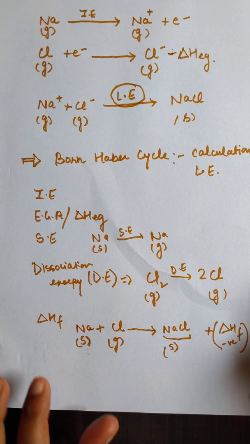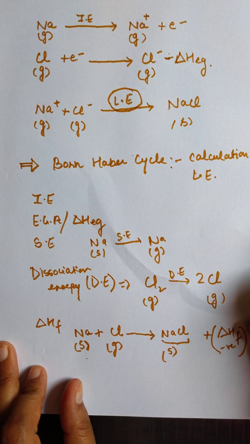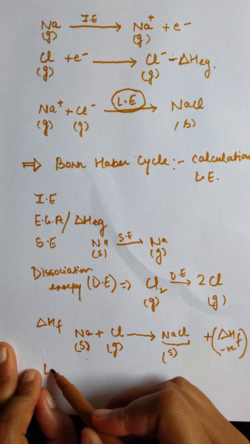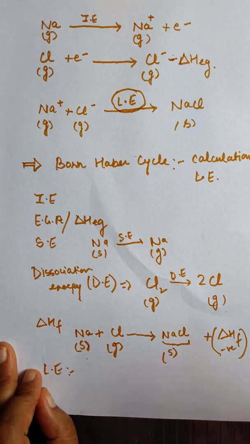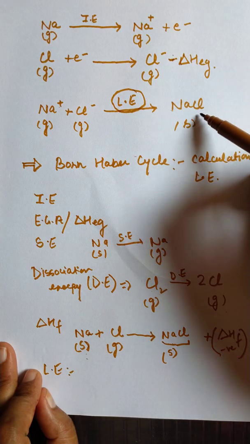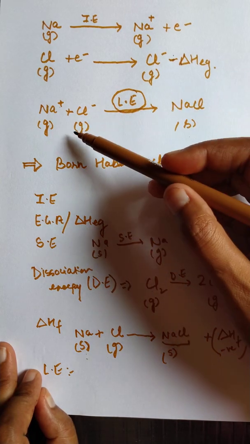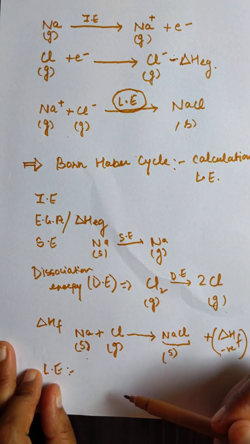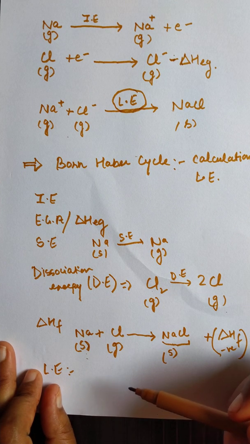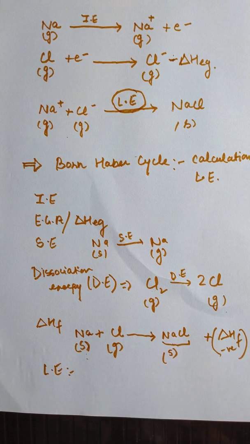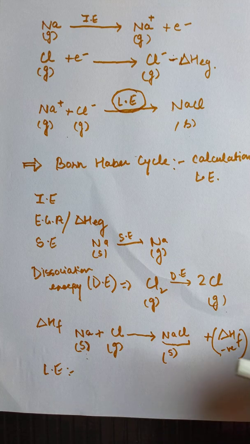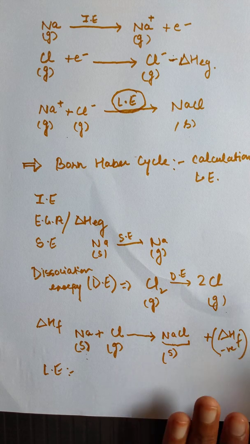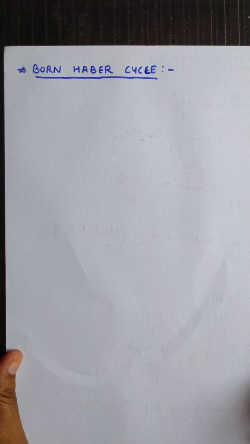Now let's discuss the Born-Haber cycle and lattice energy. I told you that lattice energy is the energy required to form 1 mole of an ionic compound from its gaseous cation and anion. So all these energy terms we have to use during the Born-Haber cycle. Students, I will tell you the examples for the formation, the Born-Haber cycle, and you also have to practice for them. Now students, you can see about the Born-Haber cycle.